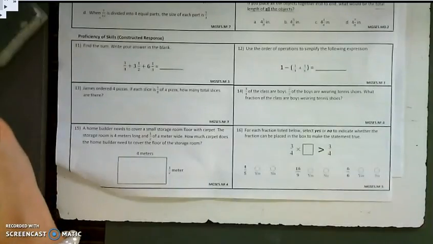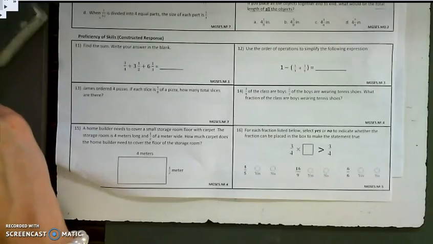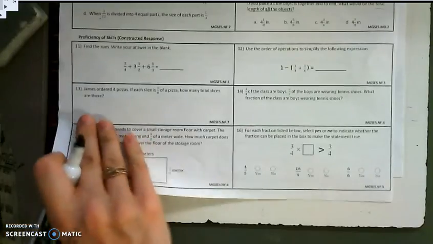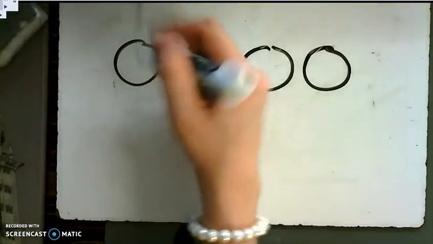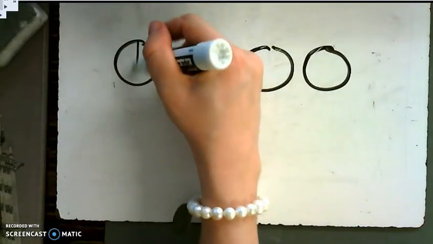Number 13, James ordered 4 pizzas. If each slice is 1/8 of a pizza, how many total slices are there? James orders 4 pizzas. Each slice is 1/8. We're looking for how many total slices. So here's my 4 pizzas. Okay, we're going to split our pizzas up into 8ths.